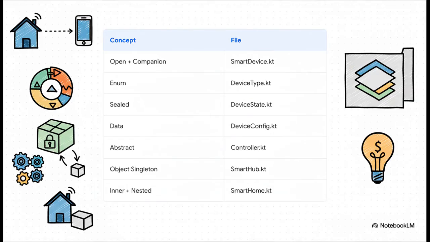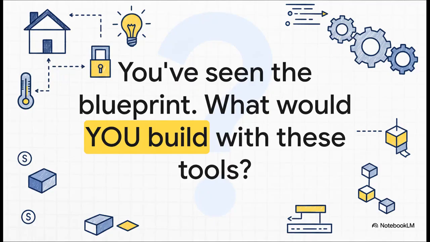And hey, just to wrap this all up, here's a handy little summary. This table literally connects every single Kotlin concept we talked about to the exact file where we used it. You can see the sealed class for device state, the object for our Smart Hub. It's a perfect little map of the whole system we just built. So, there you go. We literally just built a smart home from scratch, all in code. And hopefully, you saw how Kotlin's features aren't just fancy tricks. They actually guide you towards a cleaner, more powerful, and way more logical design. It's all about using the right tool for the right job. So we've laid out the blueprint. The question is, what would you build with these tools?